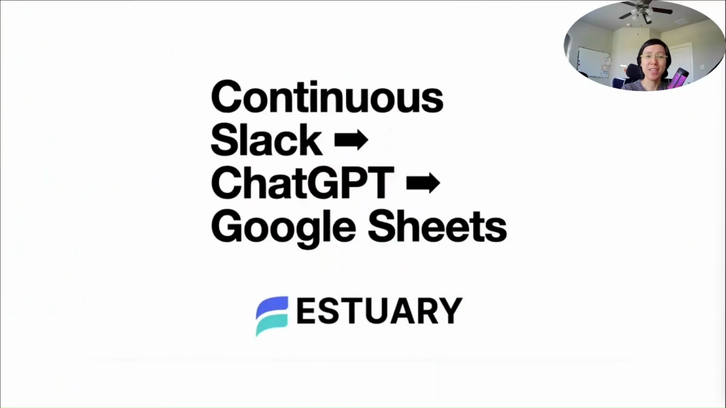Hey everyone, I'm Jenny. In this video, I'm walking you through a solution that Johnny, the CTO of Estuary, has built to summarize Slack threads in a continuous data pipeline that sends the summaries to Google Sheets.